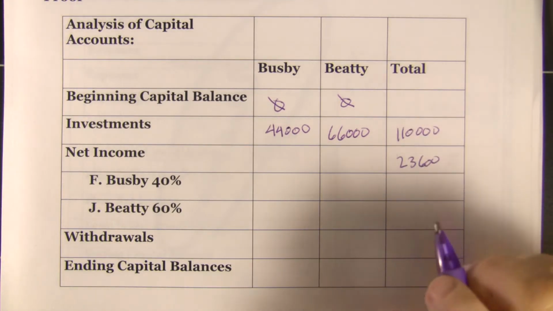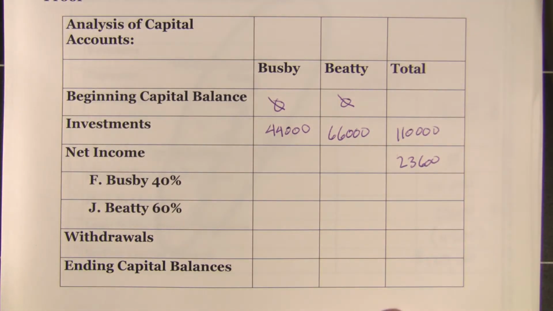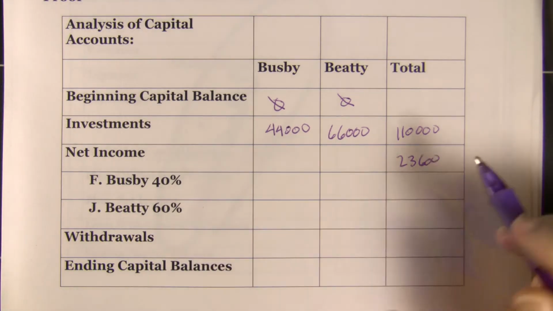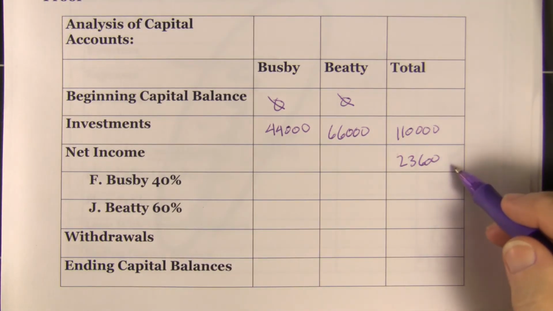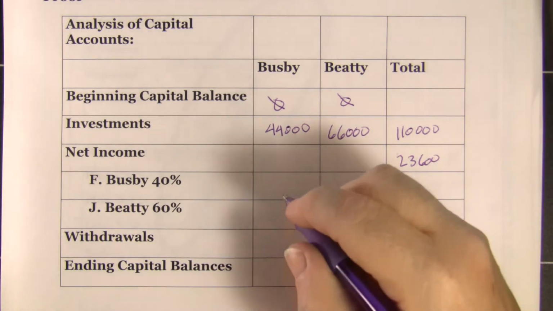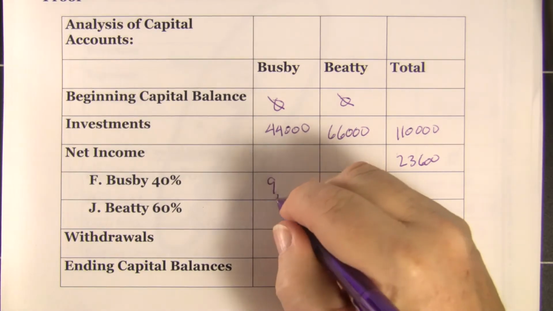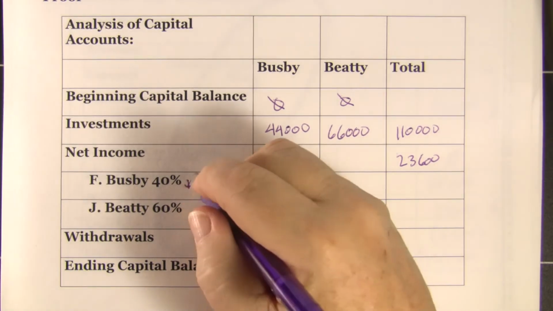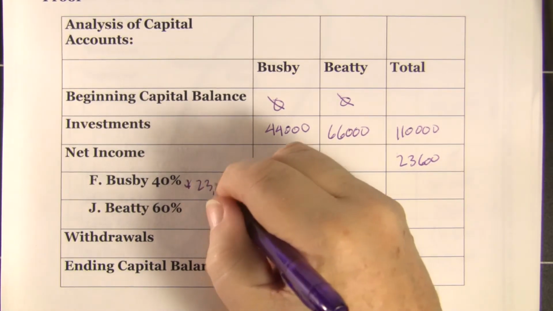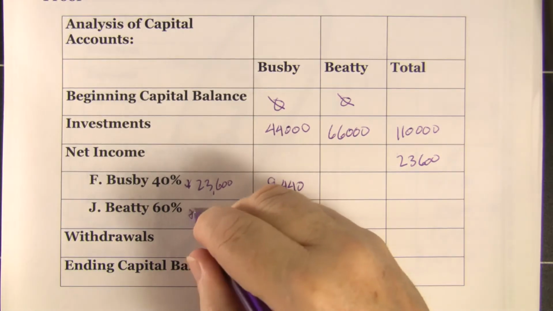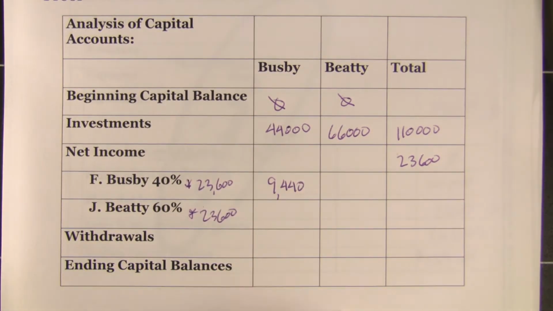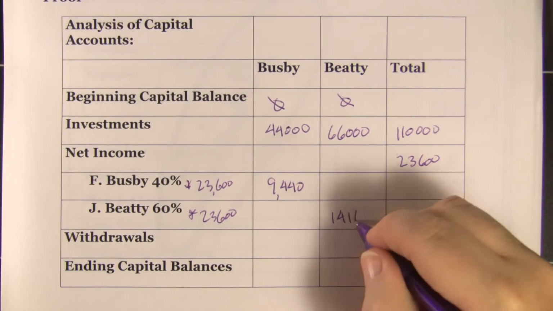That hasn't changed. It's exactly what we did before. Now, 40% of that belongs to Busby. So 40% of $23,600 belongs to Busby. That's $9,440. So that's 40% of $23,600. 60% of that $23,600 belongs to Beatty. That's $14,160.